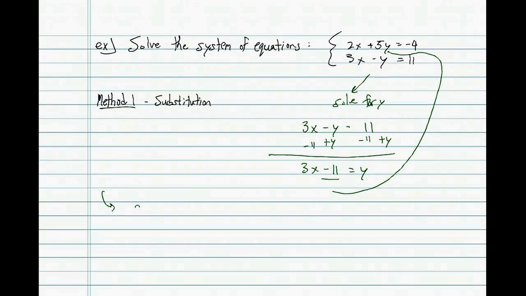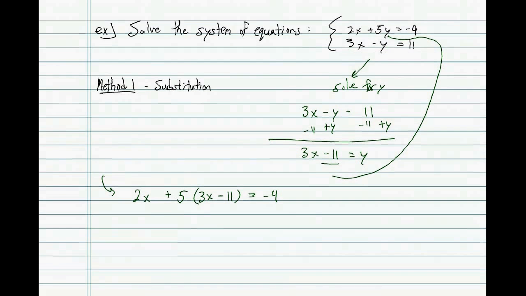Okay, so rewrite the first equation down. 2x plus 5 times whatever y is equals negative 4. Now y we know is 3x minus 11 from the second equation. Substitute that in, and now we've got one equation, one unknown, which we're going to solve for x. Distribute the 5 through. We get 2x plus 15x minus 55 equals negative 4.